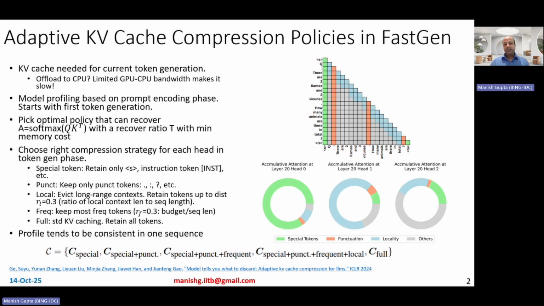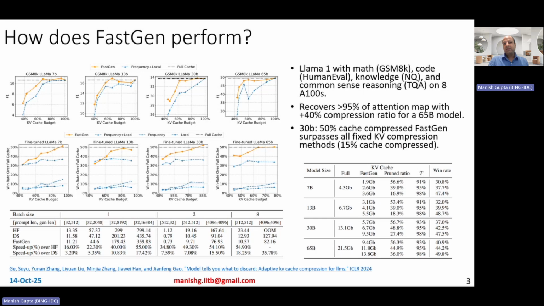Okay. Now, interestingly, their entire profiling just depends on the prompt encoding phase, right? The question is whether the profiling done at the prompt encoding phase also holds over the entire token generation phase, especially for long form generation. Their experiments actually showed that yes, the profile tends to be consistent in one sequence for each head across layers. So therefore, you can just profile based on the prompt encoding phase and apply it over all the tokens in the token generation phase.